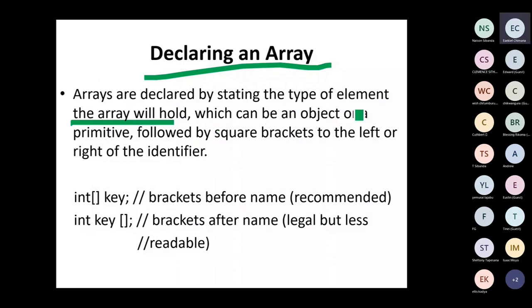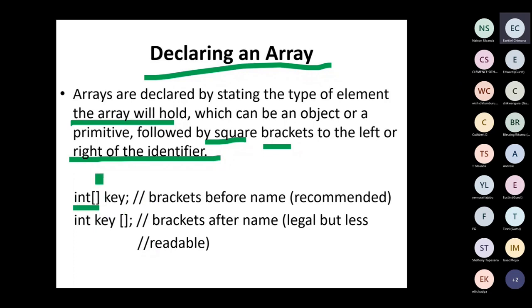The type, which can be an object or a primitive, is followed by square brackets to the left or right of the identifier. So here you've got both options that you can use. You can declare your array as int and put your square brackets to the left of the identifier, like your array here, which would be named key. Or you can say int, then the identifier, then put the square brackets after it. But the first one is the recommended way.